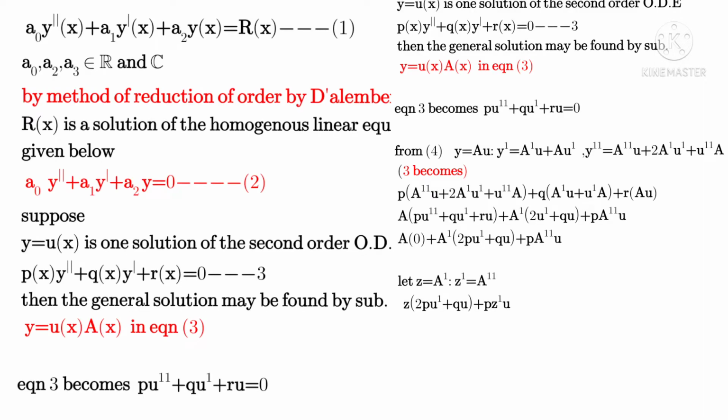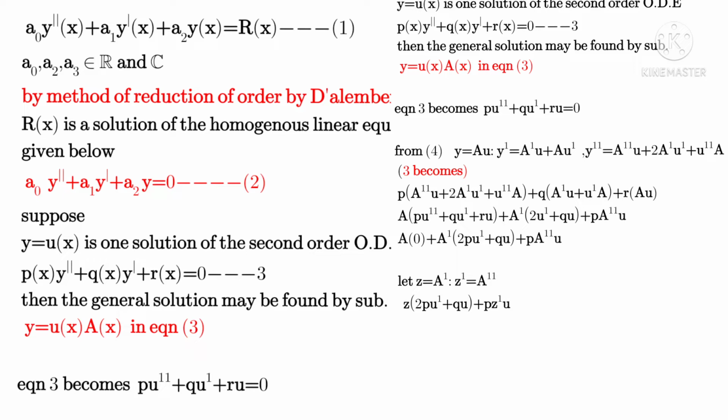Alright guys, in this video we'll be checking out the method of reduction of order by d'Alembert. Given a second order ordinary differential equation, a homogeneous linear equation to be precise, where a0, a1, a2 belong to the set of real numbers and complex values. So we have r of x.